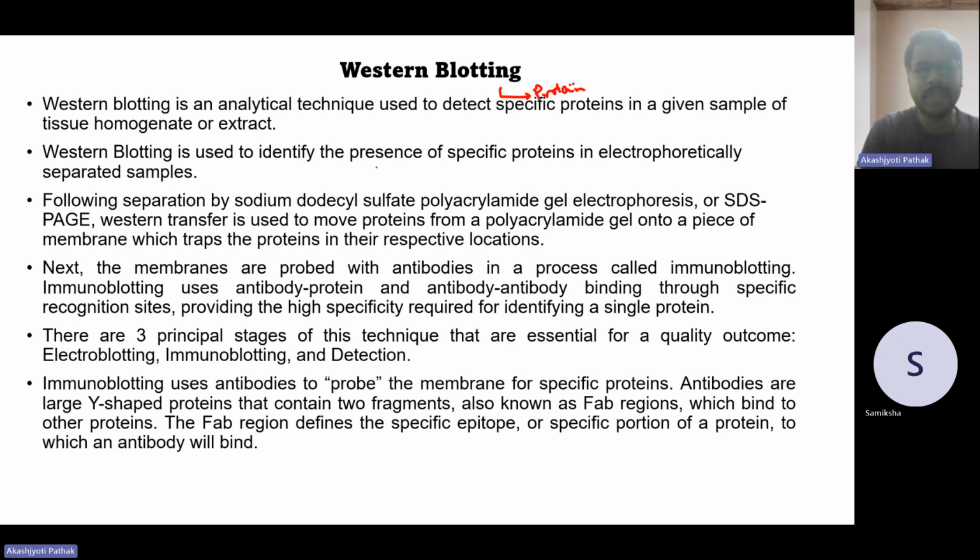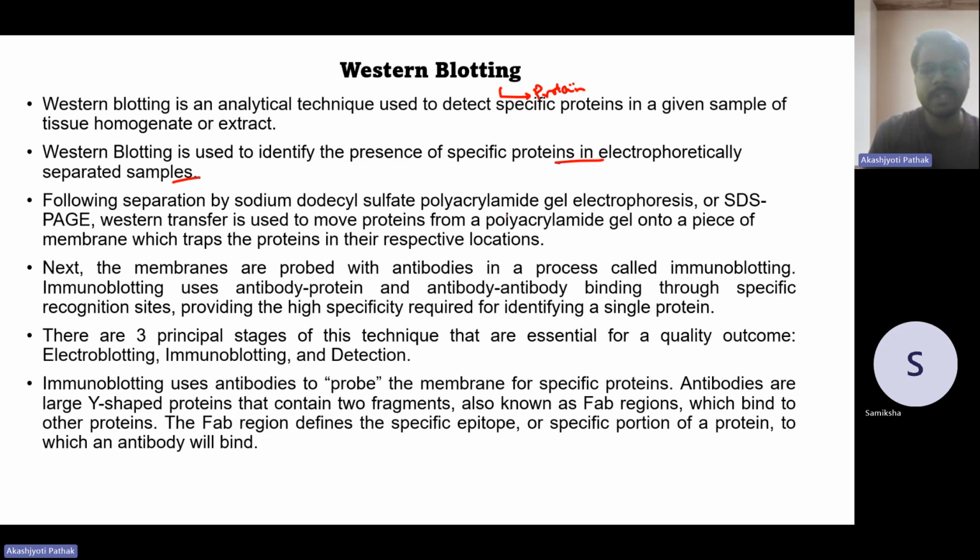So it is used to identify the presence of specific proteins in electrophoretically separated samples. Similar to Northern blot and Southern blot, here also you have to separate the proteins by running an electrophoretic gel. For DNA or RNA, we run an agarose gel electrophoresis. For protein, you have to run an SDS-based gel electrophoresis. Now, what will happen?